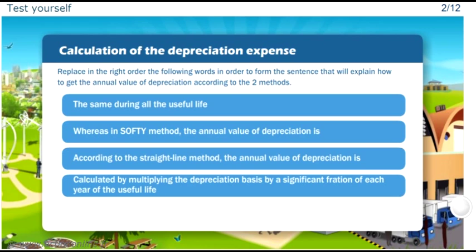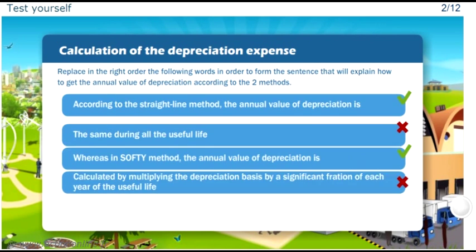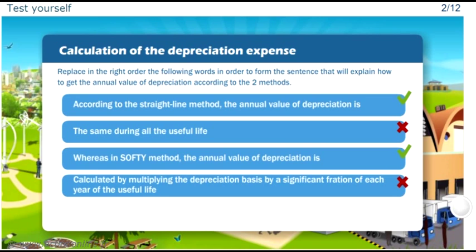Place in the right order the following words in order to form the sentence that will explain how to get the annual value of depreciation according to the two methods. The correct sentence was, according to the straight line method, the annual value of depreciation is the same during all the useful life, whereas in Softy method, the annual value of depreciation is calculated by multiplying the depreciation basis by a significant fraction of each year of the useful life.